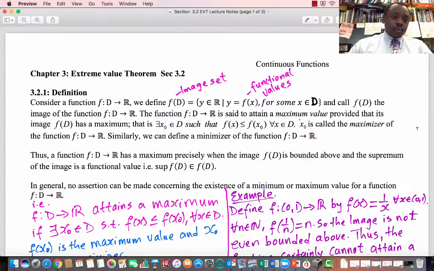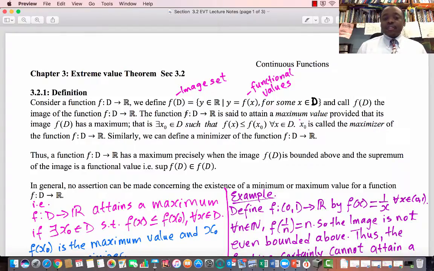Subsection 3.2.1 Definition. Let us consider the function f from the domain D to the set of real numbers R, and define the image set f of D to be the set of all f of x, where x is from D. Then f of D is the image of our function f from the domain D to the set of real numbers. A couple of things about f of D.